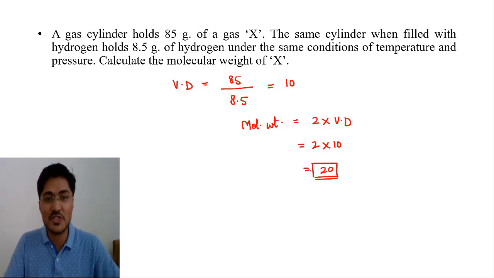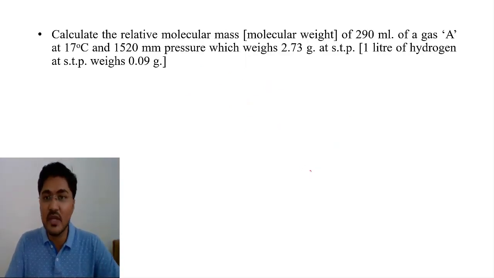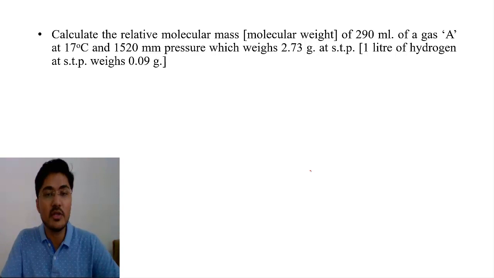Now let's look at the next question. Calculate the relative molecular mass, that is molecular weight, of 290 ml of a gas A at 17 degrees Celsius and 1520 mm pressure, which weighs 2.73 grams at s.t.p. 1 liter of hydrogen at s.t.p weighs 0.09 grams. Now it's a bit complicated question because here both the concept of mole and the concept of vapor density come together.